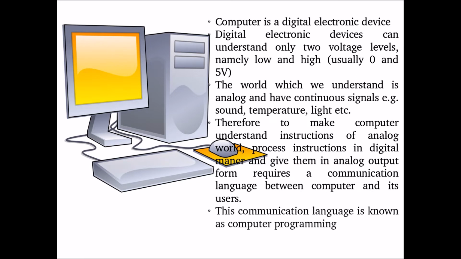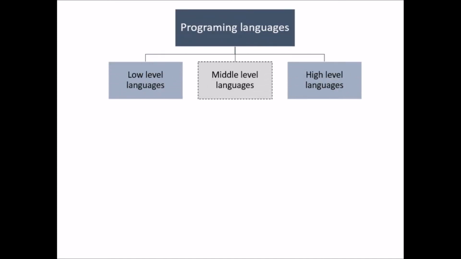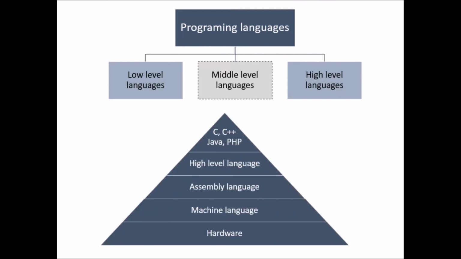So there are different types of computer languages, programming languages: low-level languages and high-level languages. There are some sort of languages which are called middle-level languages. Low-level languages are actually the languages which are nearest to the hardware. I mean, those people who are working in hardware designing, they usually work in terms of low-level languages.